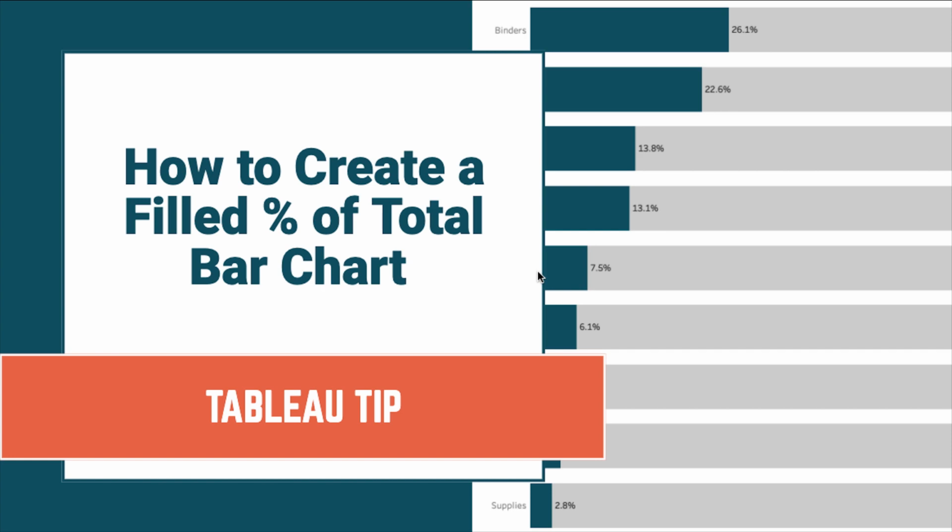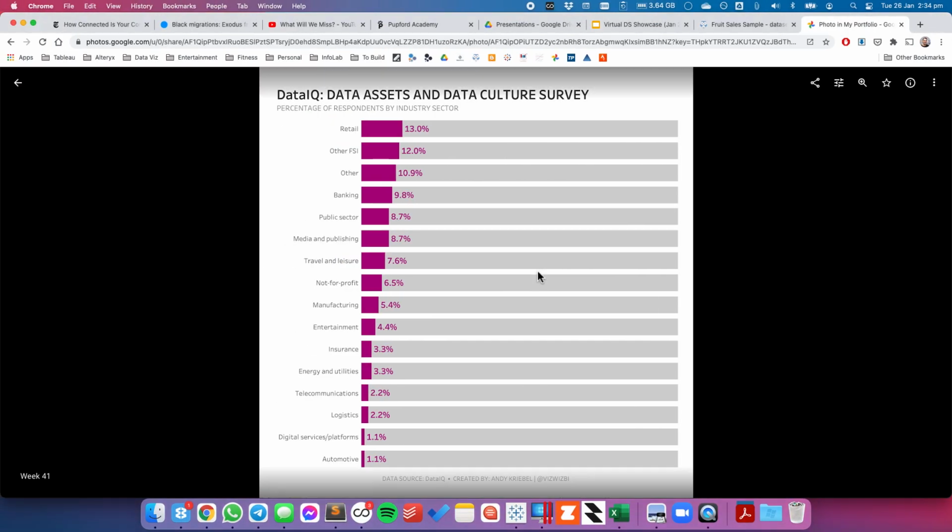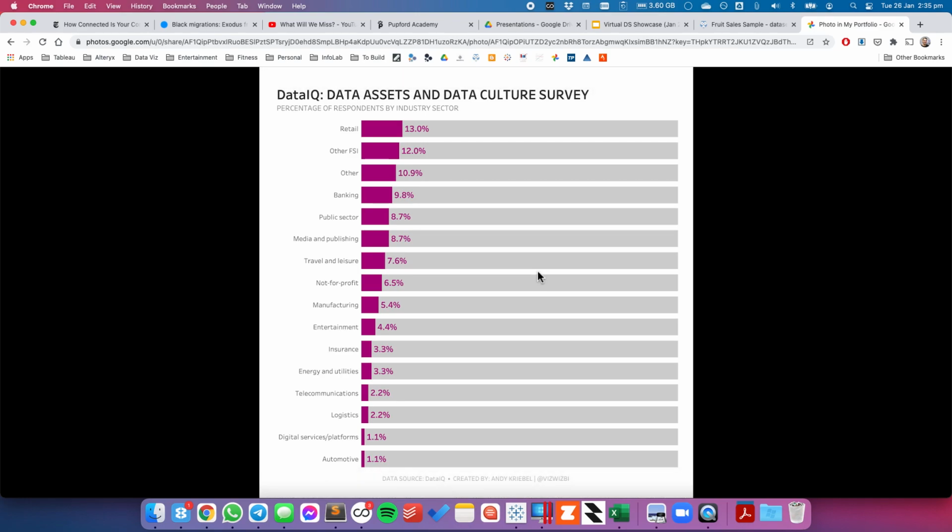In this tip, I'm going to show you how to create a chart that has the percent of total, but also another section that fills that percent of total up to 100%. As an example, here's a visualization I created for Makeover Monday. You can see for each of the segments, I show the percentage in purple, and then I have a gray section that fills that bar up to 100%.